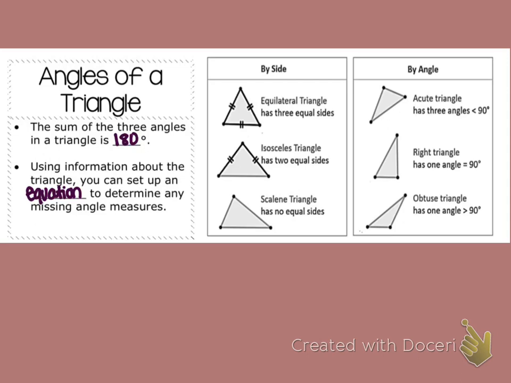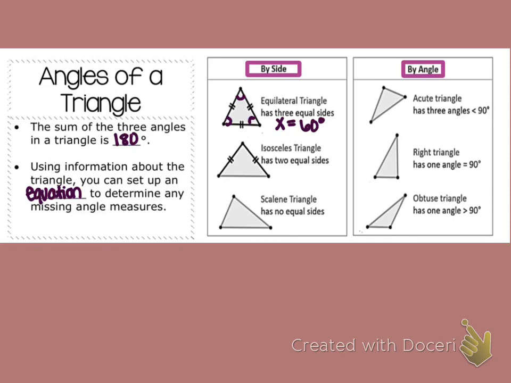Over here, by side and by angles, this is a review of knowing what types of triangles we're dealing with. An equilateral triangle is a triangle that has three equal sides. And if there are three equal sides, then they're all equal angles. So these all equal each other. And in fact, an equilateral triangle's angle is exactly 60 degrees, always.